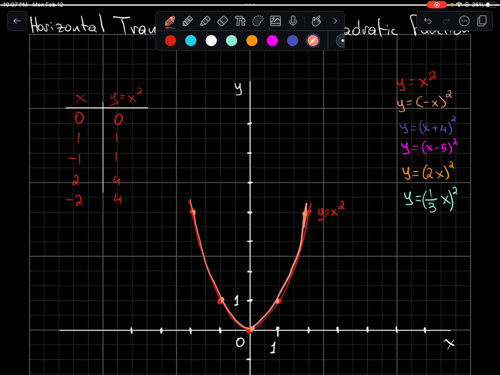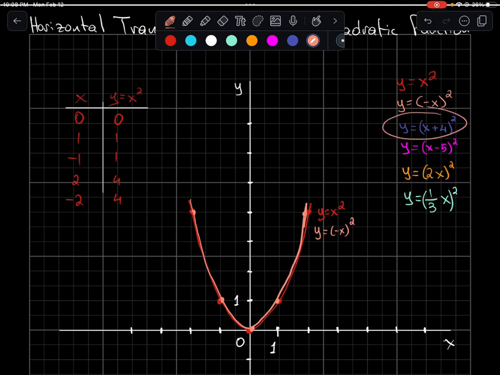That's because the parent function has a symmetry about the y-axis. So if you flip it about the y-axis, one branch is gonna fall on top of the other, or if you put a mirror here and reflect it, the one branch is gonna have as image the other branch, so nothing changes, meaning the same exact curve is the graph of y equals x squared and of y equals negative x in a parenthesis squared.